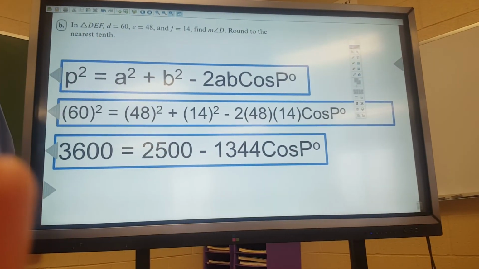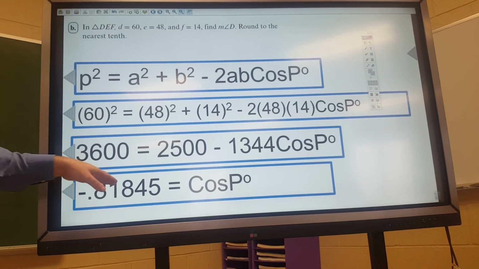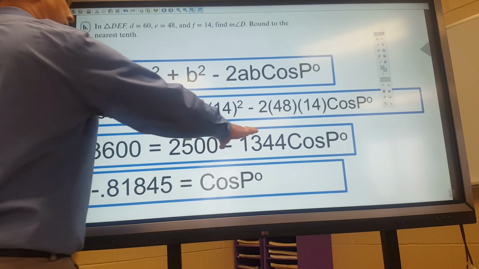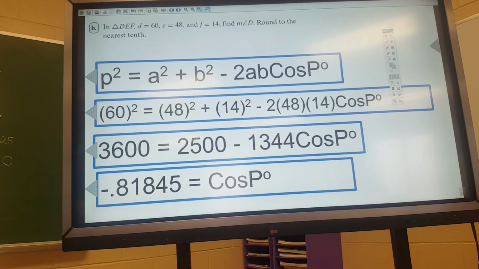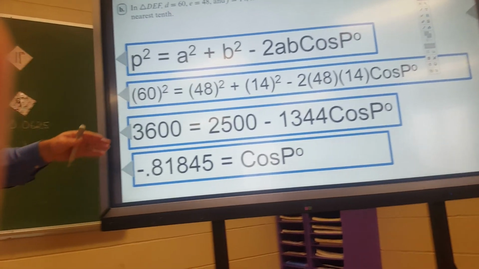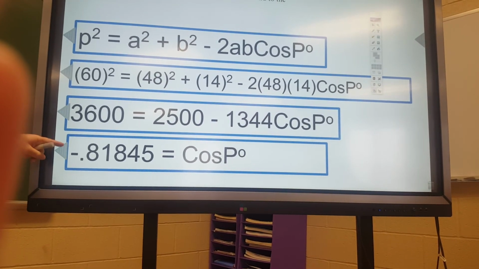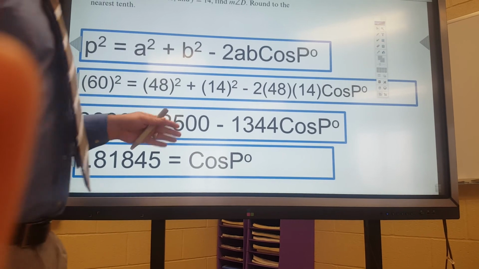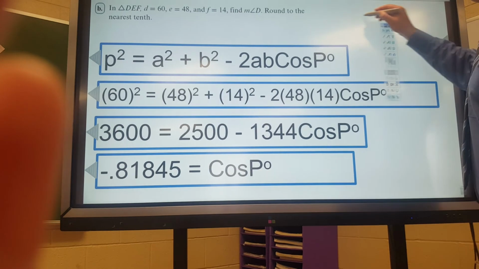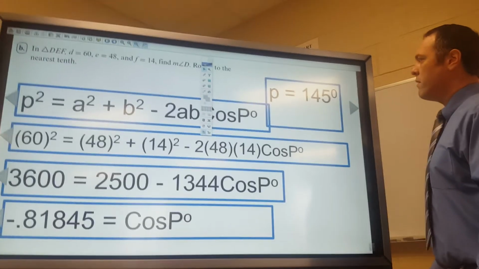So I subtract 2500, and then divide by negative 1344. Now I did two steps in one, subtract 2500 and then divide by 1344. Now you get a negative number, and that's important. If you remember in our quadrants, cosine is negative in a different quadrant, which gives us a different angle. So make sure you put negative 0.8145, which puts us in the second quadrant, meaning that it's going to be an obtuse angle. Last step, inverse cosine, and we see this is true.